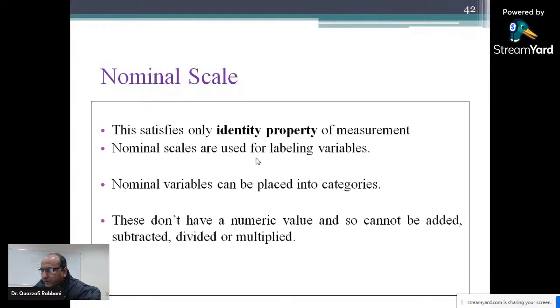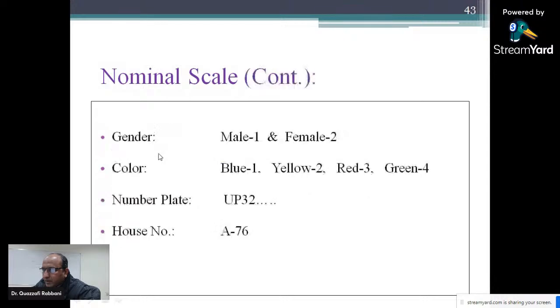For example, roll number, number plate, gender, color, house number. This information is measured on the nominal scale. For example, gender, male and female. The male and female is the qualitative data.